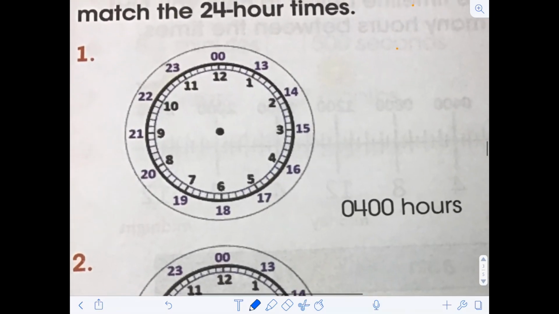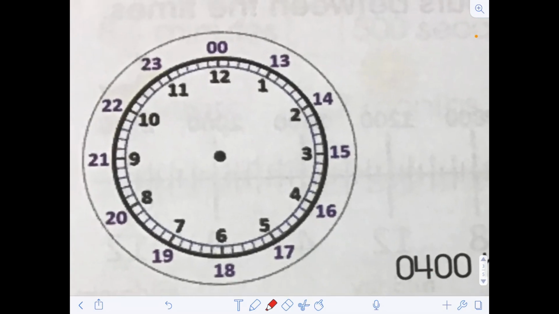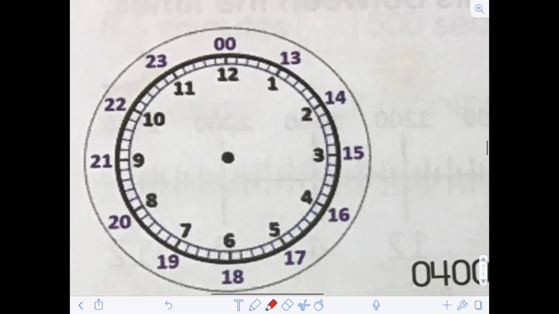0400 hours, since this is below 1200 hours, it means it's AM. The first two digits are the hours and the next two digits are the minutes. So that's 04, meaning 4 AM, and no minutes, so it's just 4 AM.